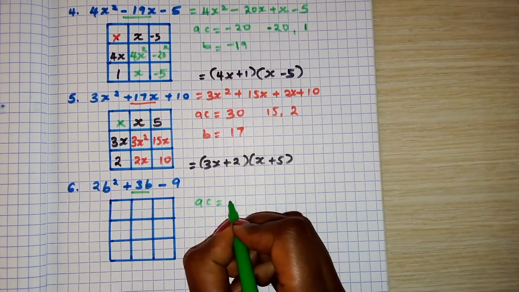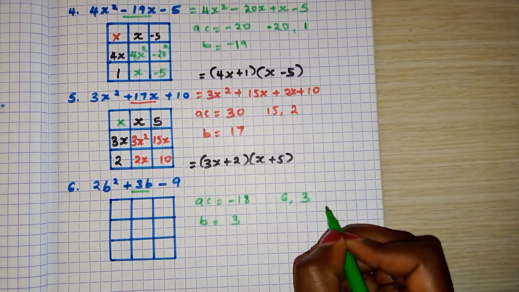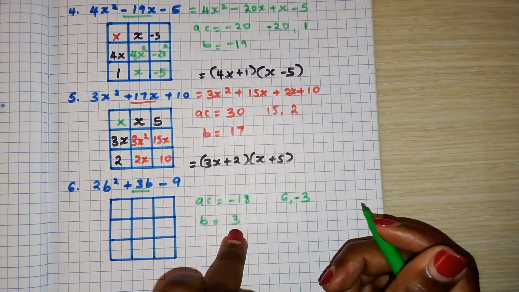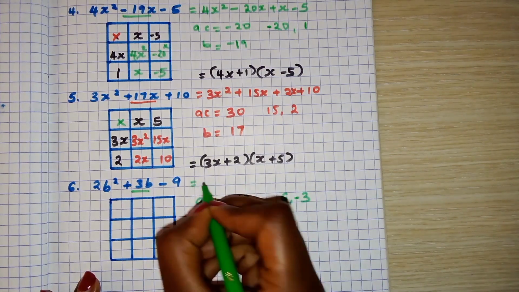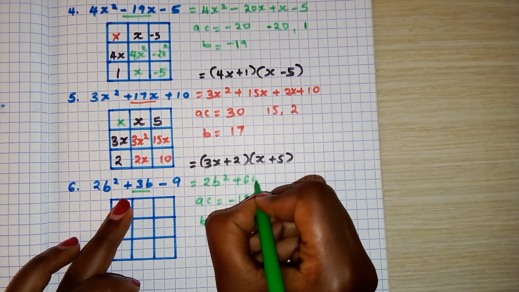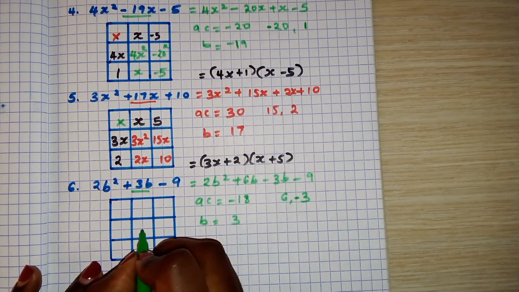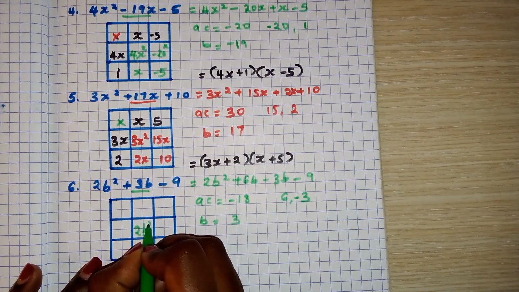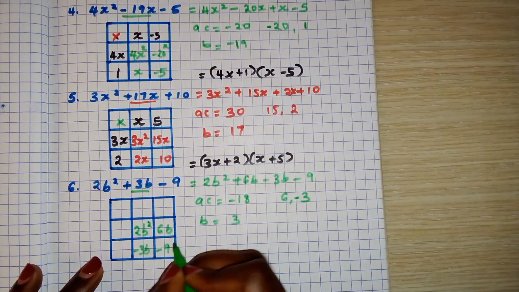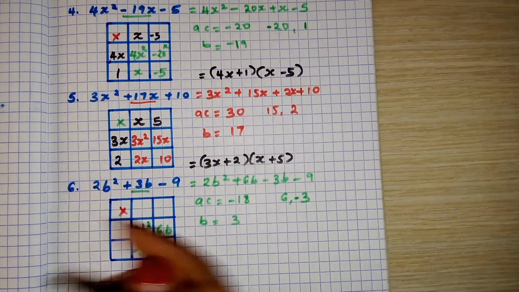Number 6, time to replace 3b. AC is 2 times negative 9, negative 18, B equals positive 3. Two factors of 18 that differ by 3 are 6 and 3. Make the smaller one a negative to give you 6 and negative 3. So we rewrite the quadratic, 2b squared plus 6b minus 3b minus 9. Okay, so we write this one. So 2b squared, 6b, negative 3b and negative 9. So these two we are multiplying the 2 factors. Let's find those 2 factors.